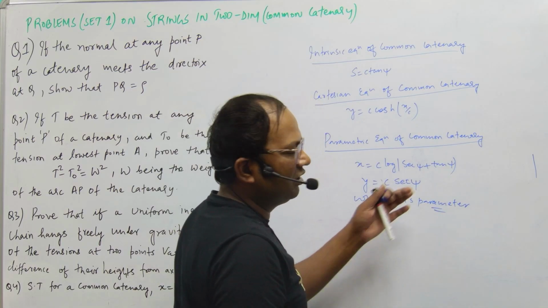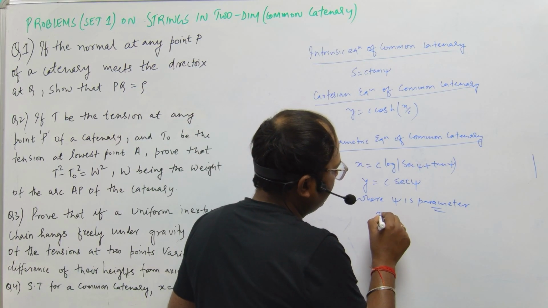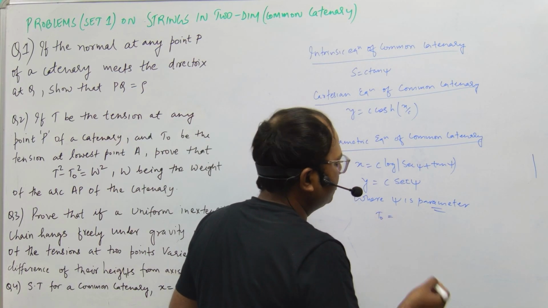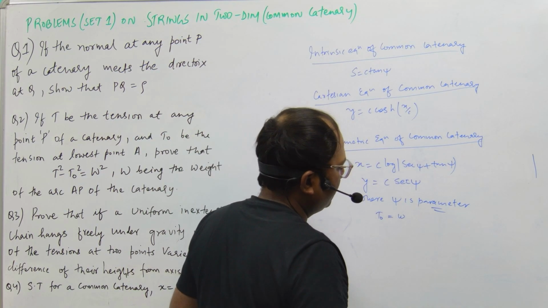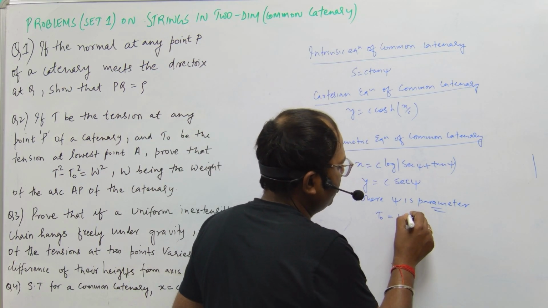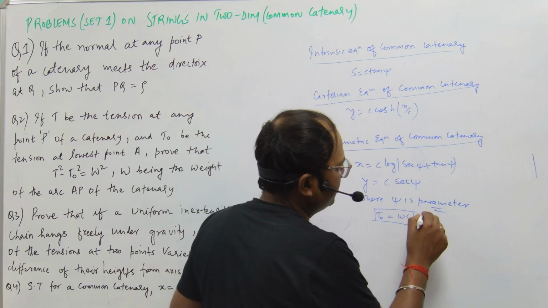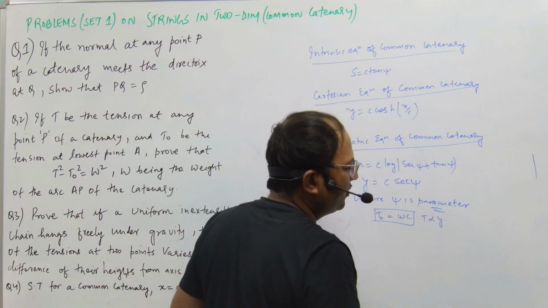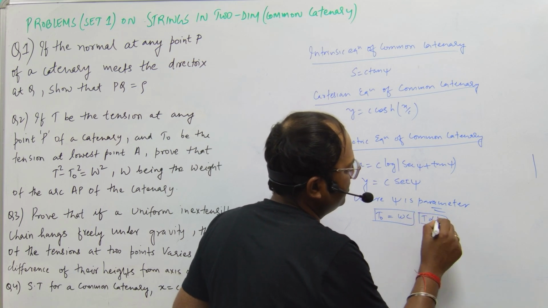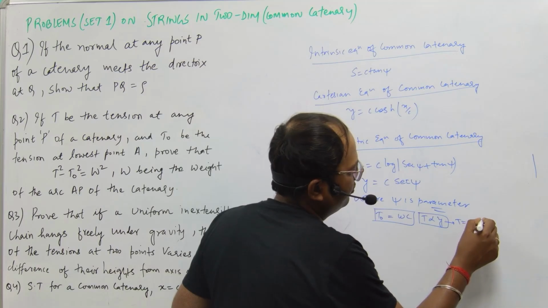Okay, and other relations are, so we have the tension at the bottommost point is the weight of c length of the string, that is w into c, where w is the weight per unit length and the length of the string is small c, so T0 is equal to wc. Also we have seen the tension is proportional to the ordinate. Okay, y is the distance of the point from the axis of x, that is the directrix. So T is proportional to y.